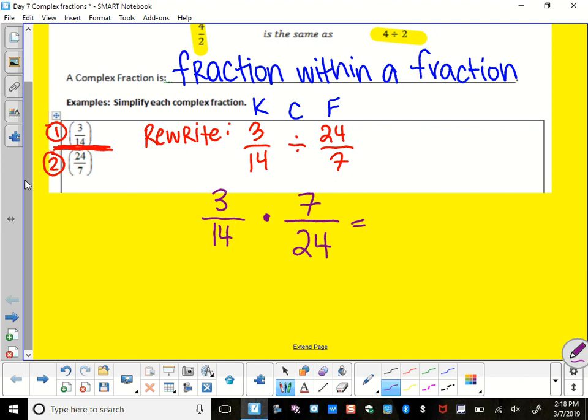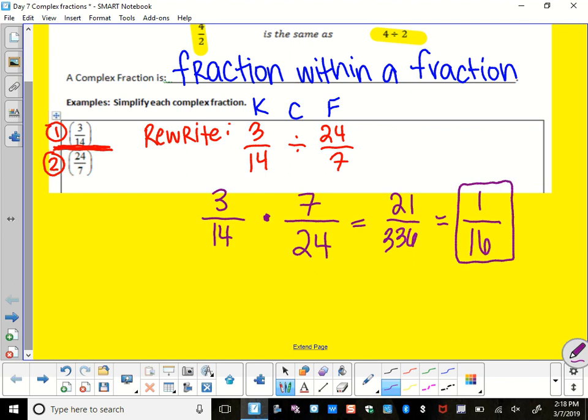What's 3 times 7? 21. 21. And what is 14 times 24? 336. 336. Jeffrey, while you have your calculator in your hand, let's do 21 divided by 336 and simplify your fraction with math, enter. What do you get? 1/16. So your answer for this problem is 1 over 16.